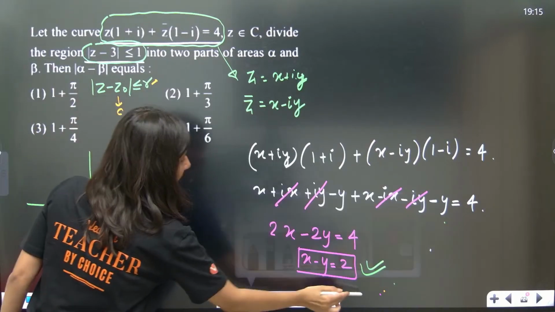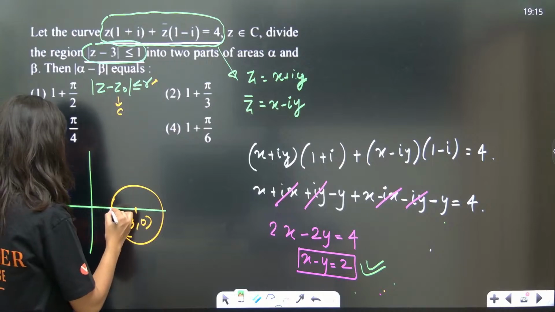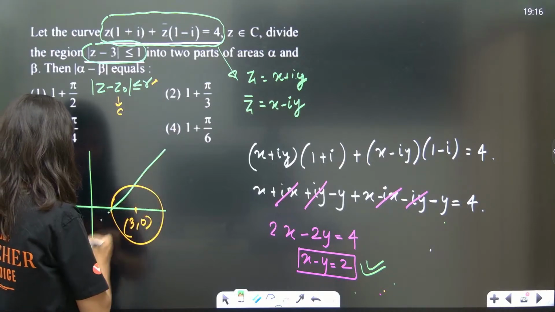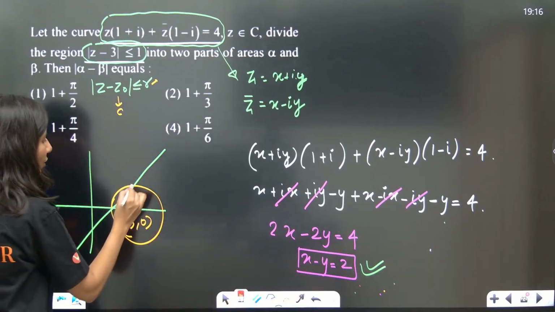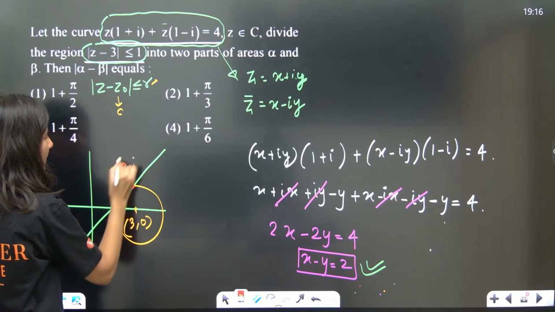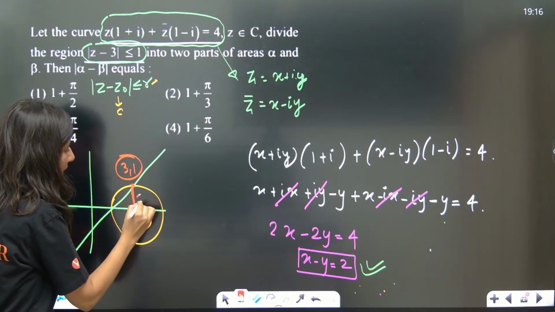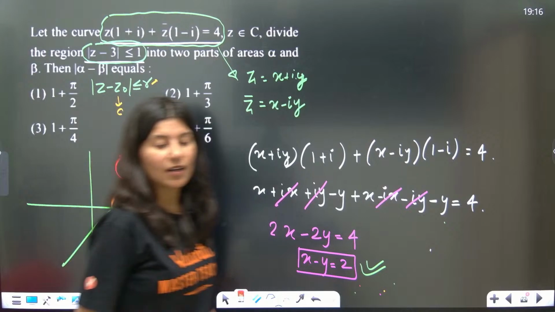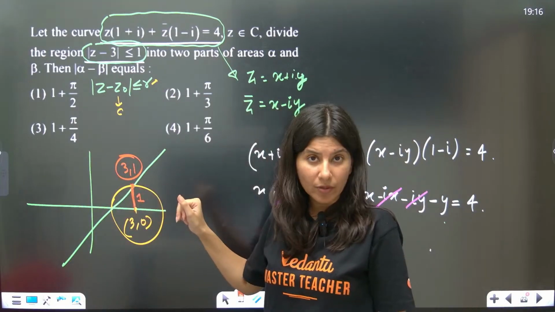Okay. And what about the line? x minus y is equal to 2. So this line will look like this. Can you see? And this point is your point (3, 1). See, this length is 1, because the radius is 1. Now understand, (3, 1) lies on both the line and the curve.